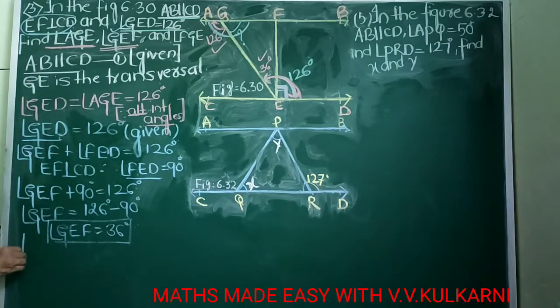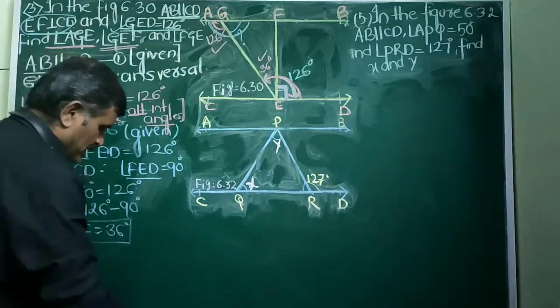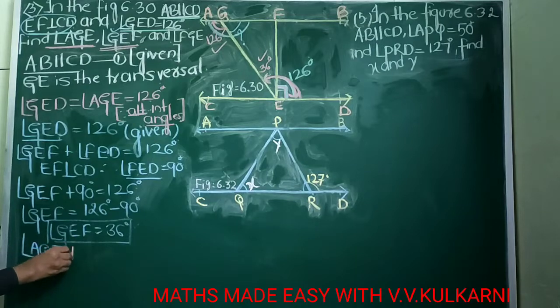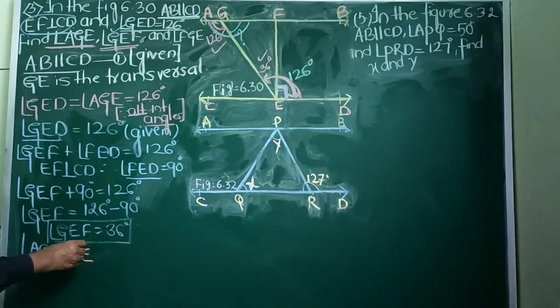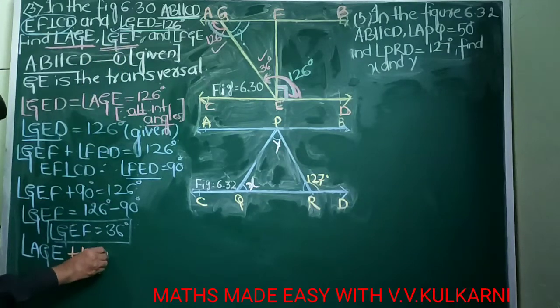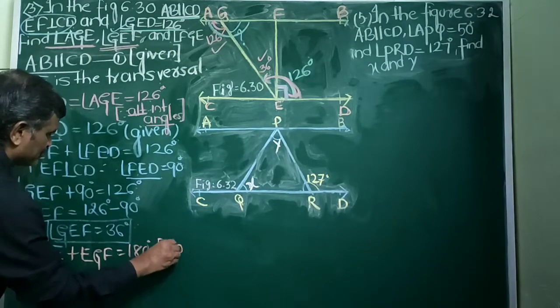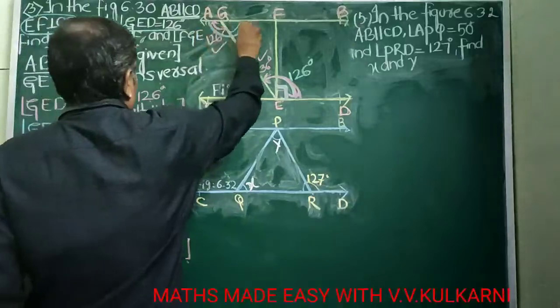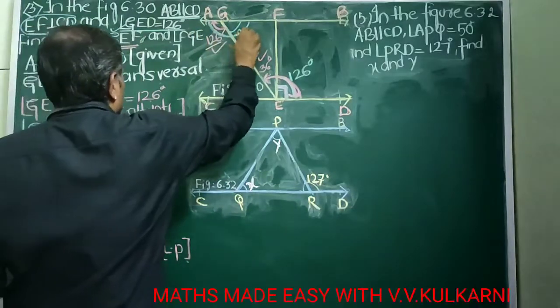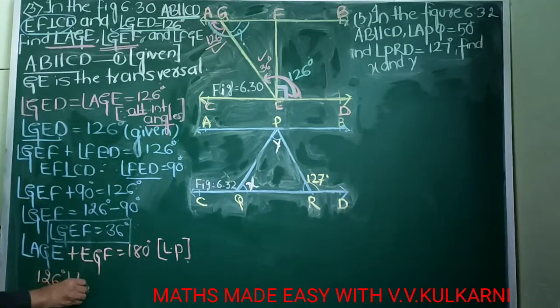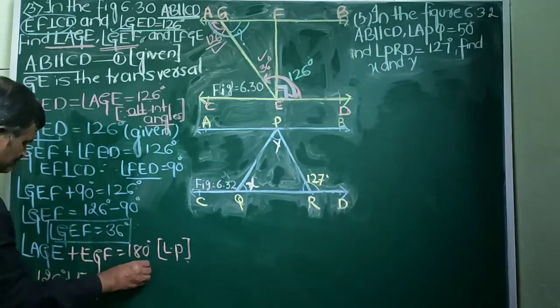So what I'll say, angle AGE plus angle EGF is equal to 180 degree, and the reason is linear pairs. This angle plus this angle is 180, this is 126. So how much this will be? So AGE is already 126 degree plus EGF I have to find out is equal to 180 degree.